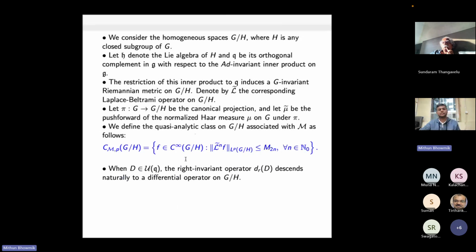So any function on G over H possesses an extra symmetry compared to those that we define in the case of G. This will certainly help in considering the unique continuation result in the context of G over H. So this is the result.